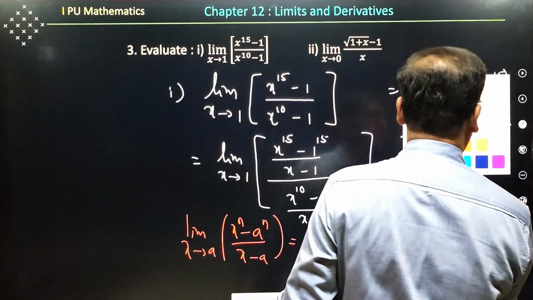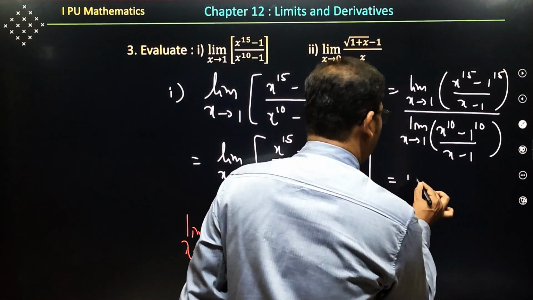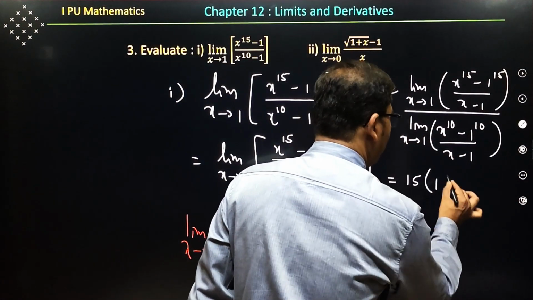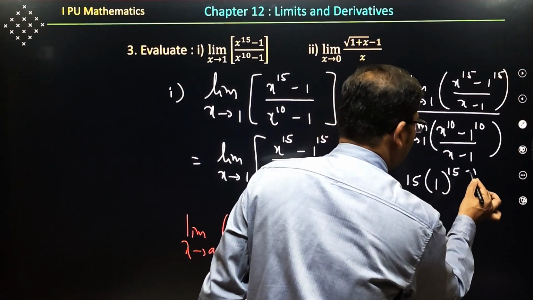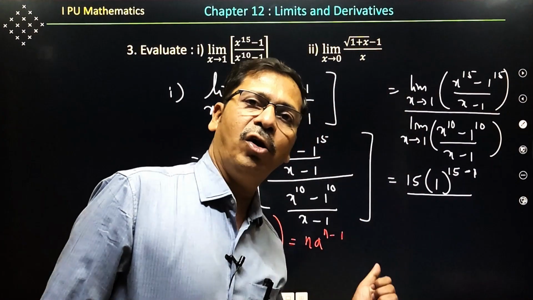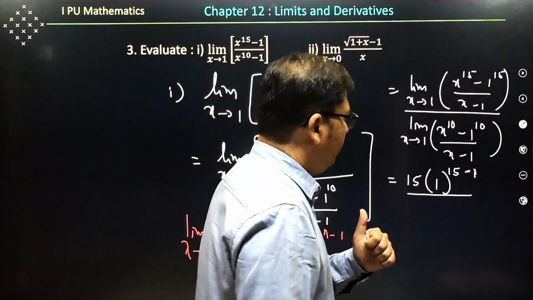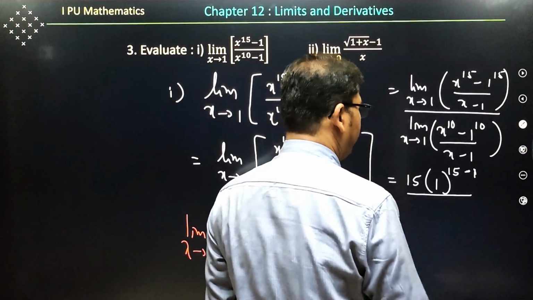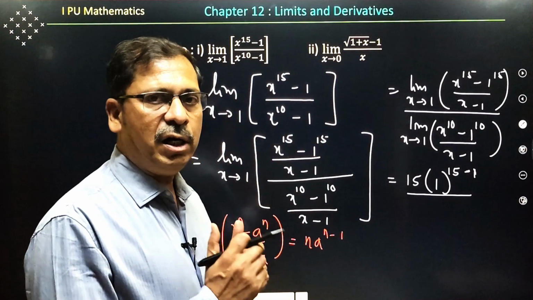So how can we write the numerator here? 15 n, a is 1 to the power n minus 1, that is 15 minus 1. Similarly, how can you write it in the denominator? Can you tell me anybody? How do you write the denominator? Evaluate by standard limit.